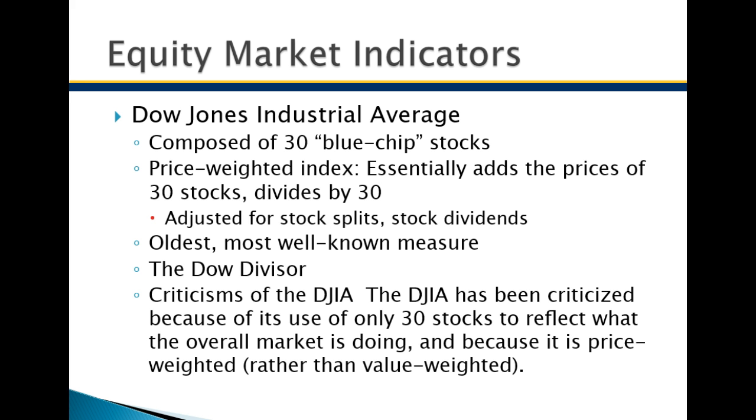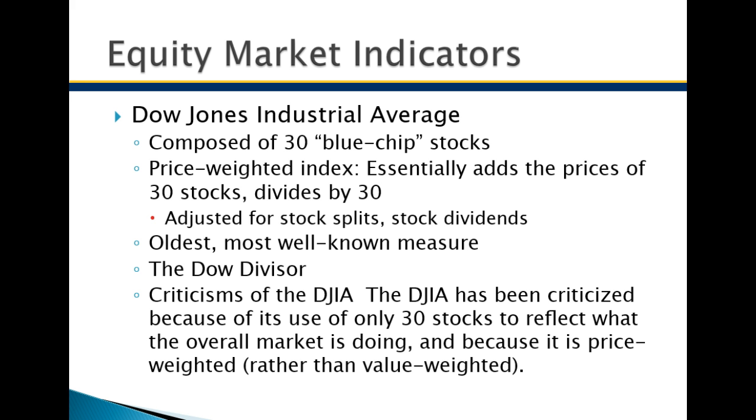spin-off, which lowered the shares of the company. So anytime a company's per share price changes due to something other than supply and demand forces, they have to adjust the divisor so there's no effect on the average. So if a company has a 2-for-1 stock split, we don't want to see the Dow Jones Industrial Average go down because of that, because it really isn't going down.